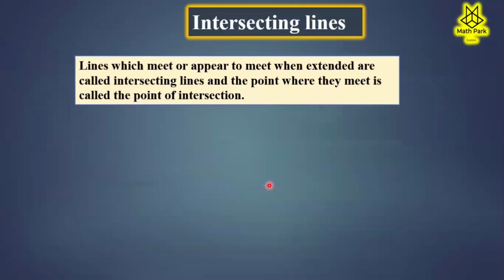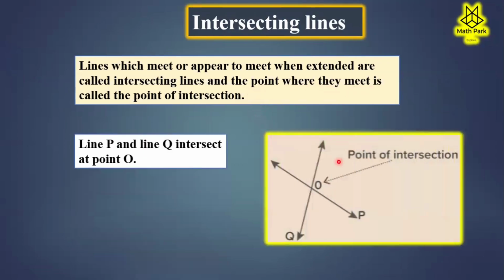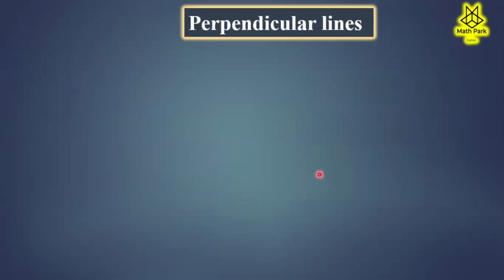What are intersecting lines? The lines which meet or appear to meet when extended are called intersecting lines. And the point where they meet is called the point of intersection. So here lines P and Q intersect at point O. Point O is called the point of intersection of two lines.